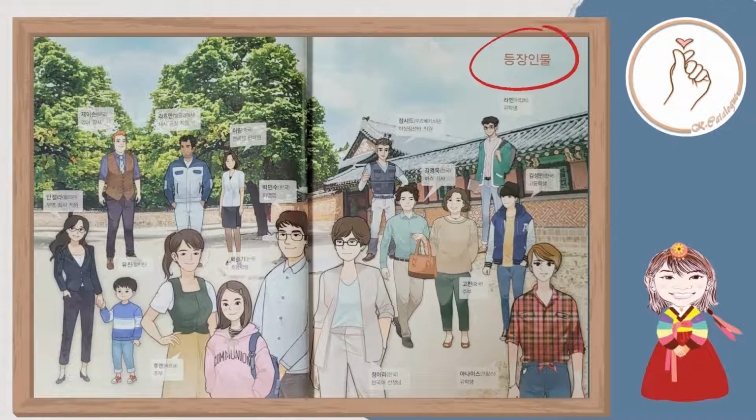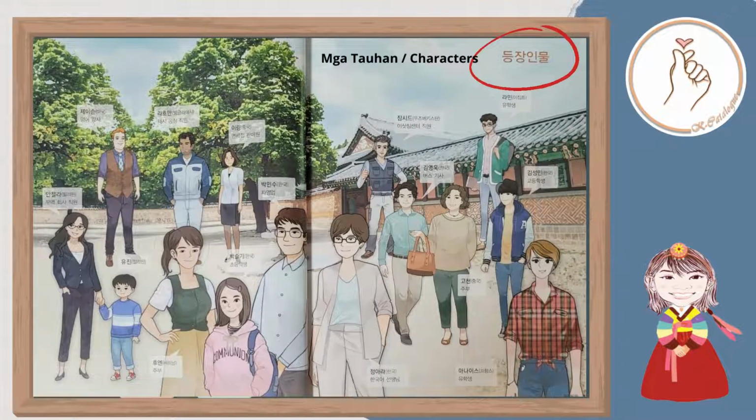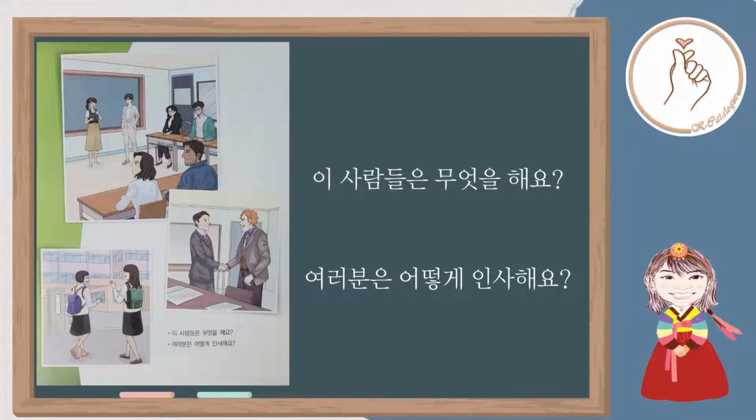So for this slide, naka-circle yung 등장 인물. Again, that's 등장 인물. It means mga karakter or tauhan. So since ang gamit natin na textbook is yung ginagamit sa KIIP, sila yung mga characters that you will see throughout the course. For this slide, nakalagay dyan, 이 사람들은 무엇을 해요? Again, that's 이 사람들은 무엇을 해요? So, ibig sabihin, ano daw yung ginagawa ng mga tauhan sa picture. So, in English, what do these people do?